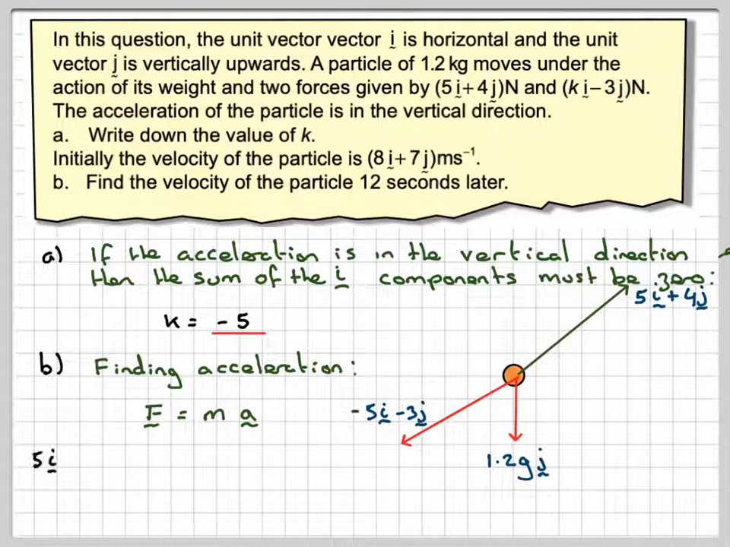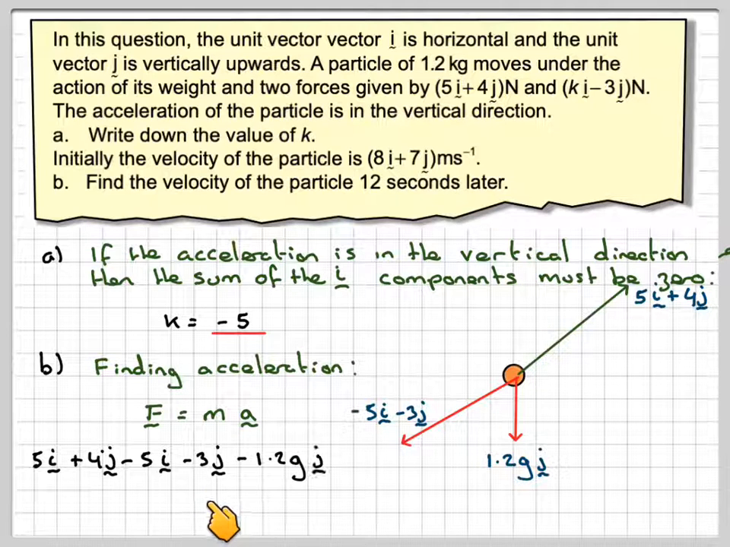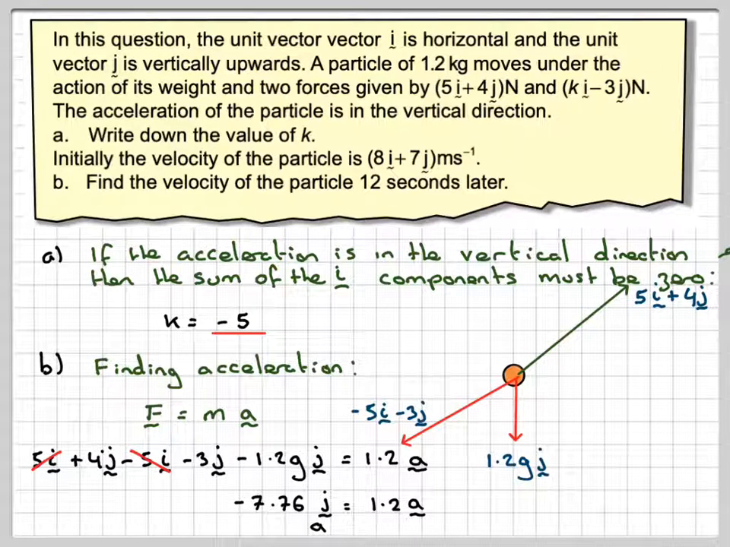So the sum of the forces will be 5i plus 4j minus 5i minus 3j minus 1.2 gj is equal to the mass, which is 1.2, times a. The 5i's will cancel out, and then if you sum up this, minus 3j minus 1.2 times g, you get minus 7.76j is equal to 1.2a, and then that will give that a is minus 6.46j.